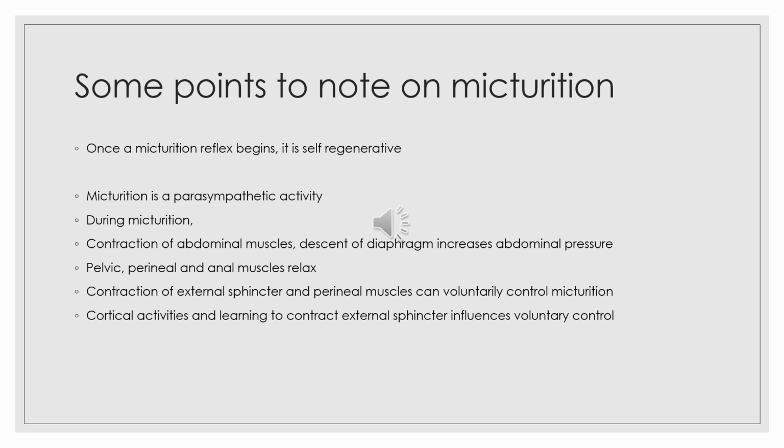And in children below 3 years of age, this cortical activity is not so developed that they often pass urine without their knowledge. So that is happening in children under 3 years of age. So these cortical activities and learning to contract the external sphincter can influence our voluntary control on micturition. Okay.